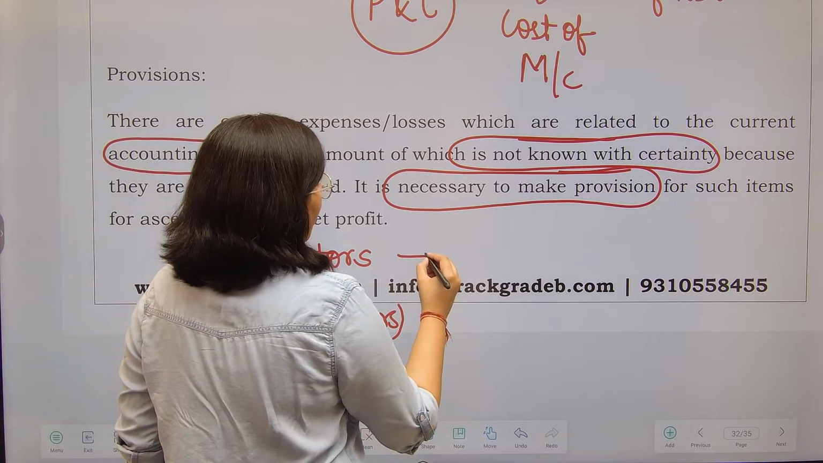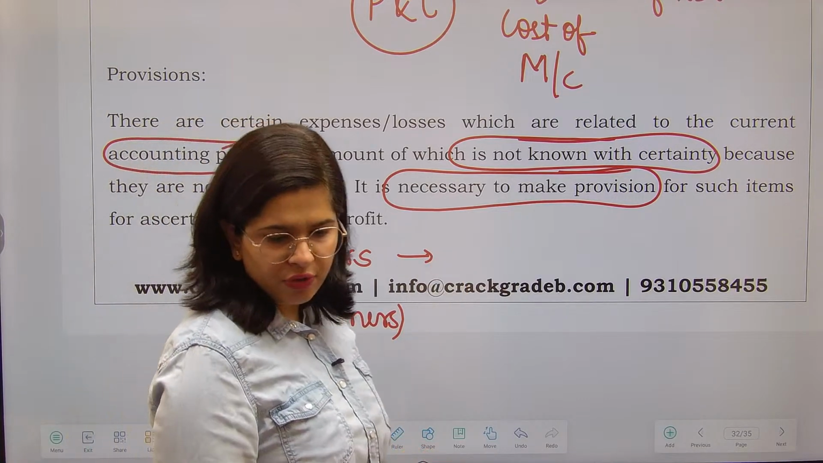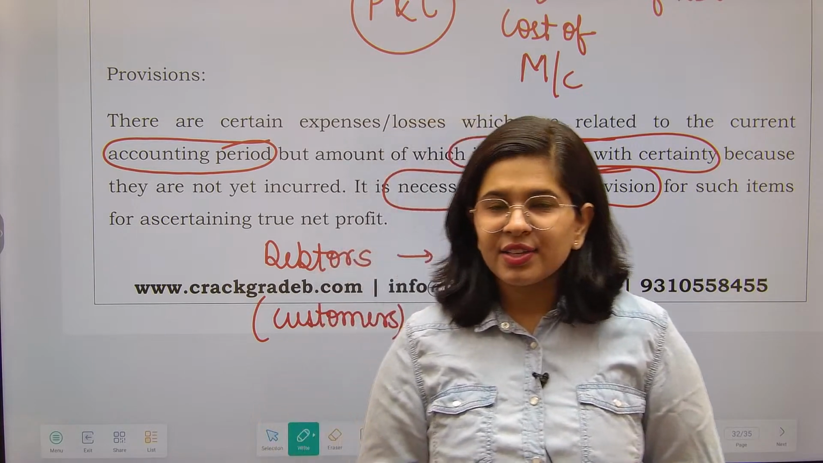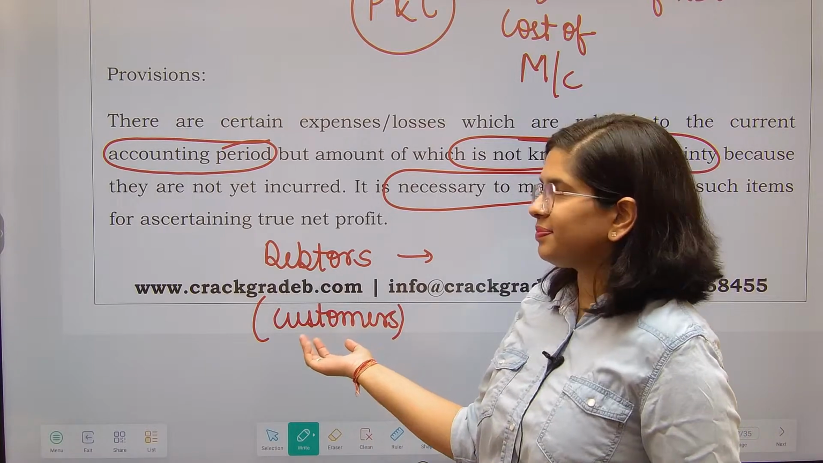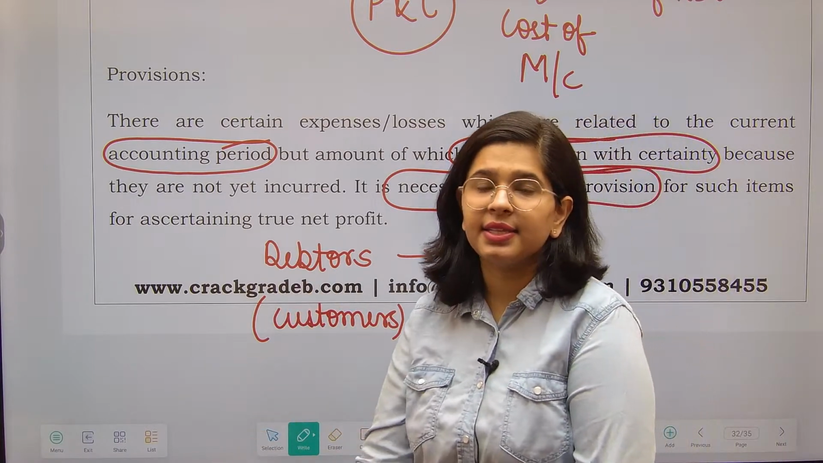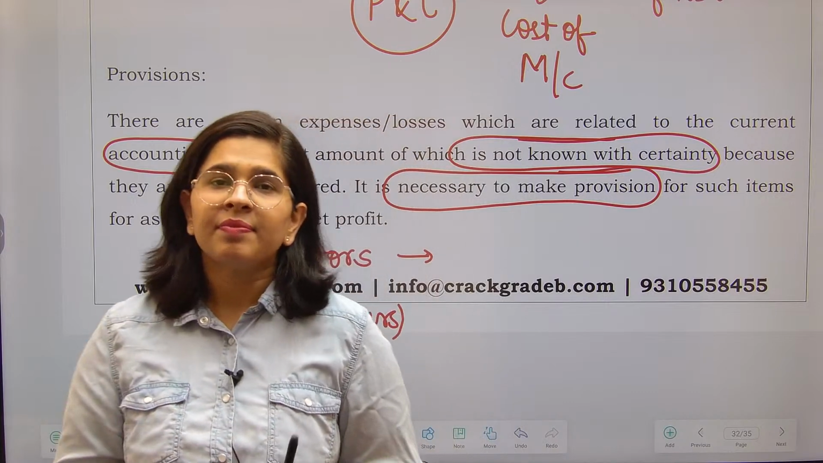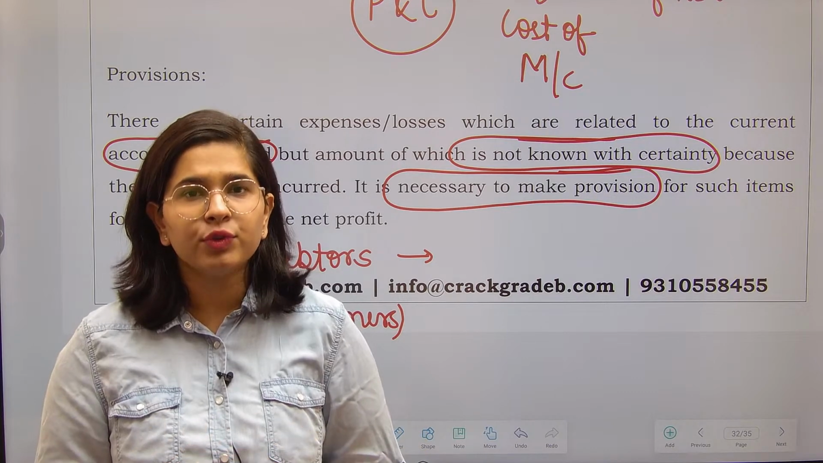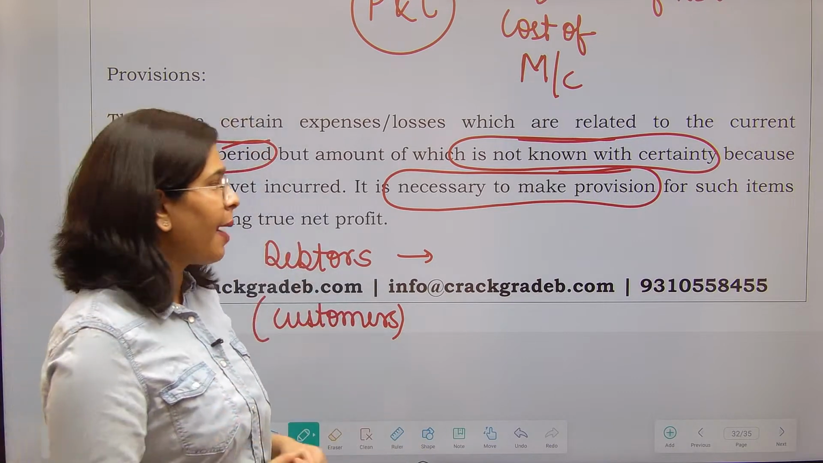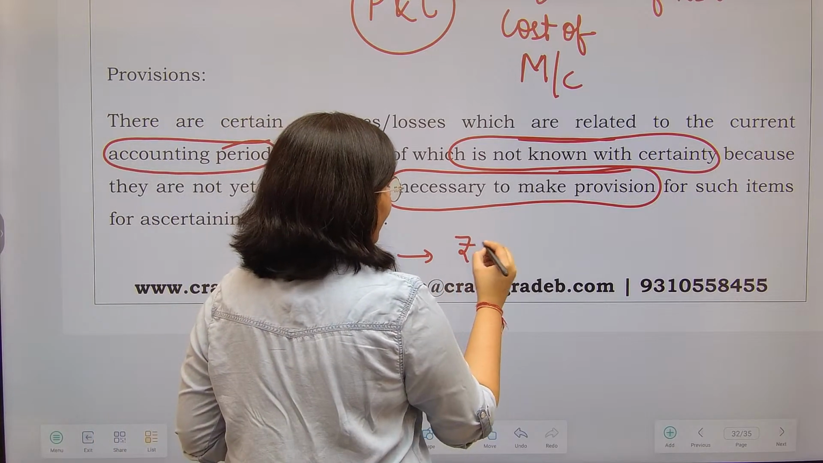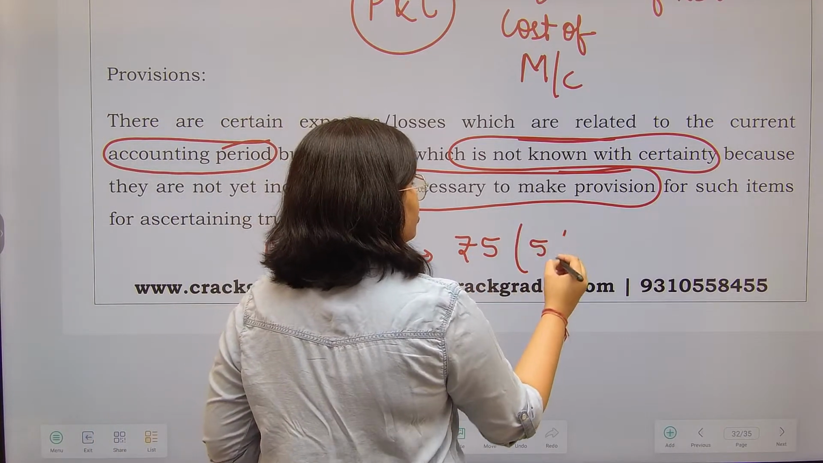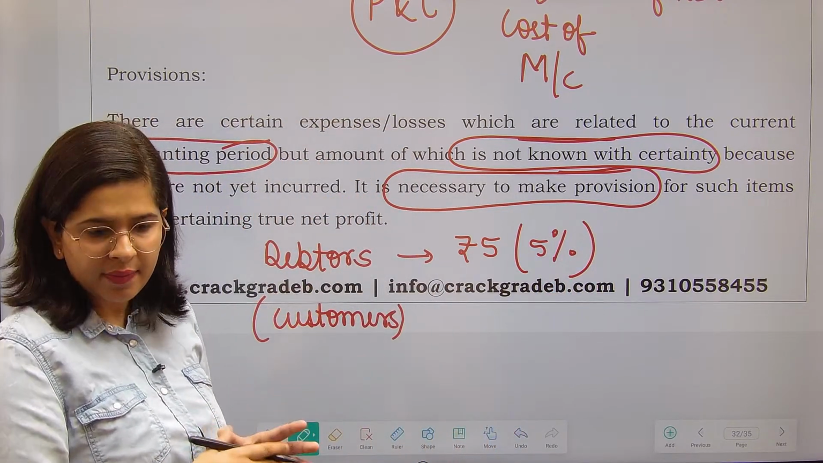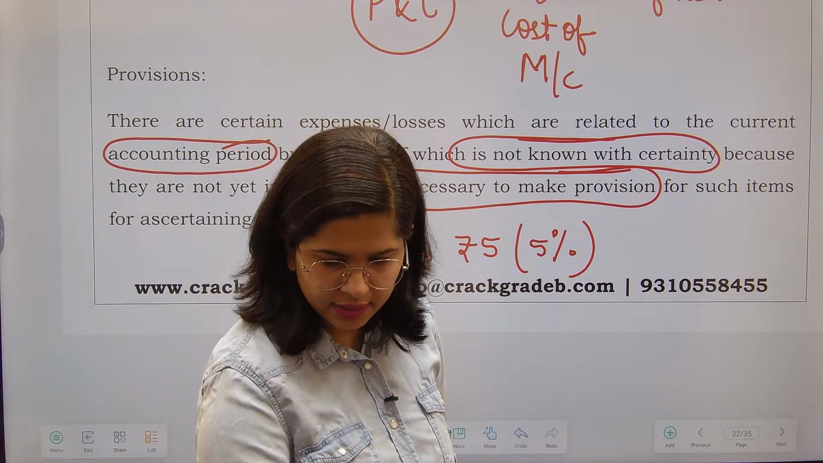So now, because of the past experience of mine, I know that in this particular case, out of 100 rupees that I am to receive from my debtors, it may happen that 5 rupees I might not receive. ठीक है? So based on the past experience, I have decided this particular rate.